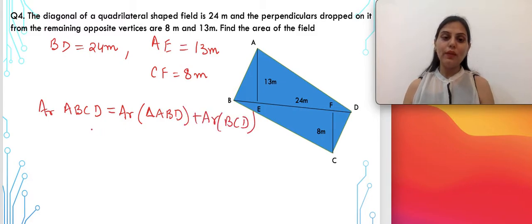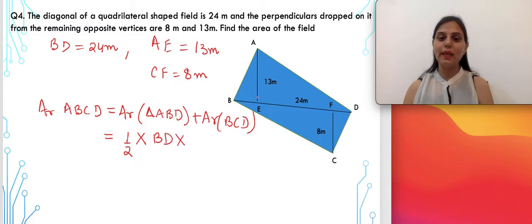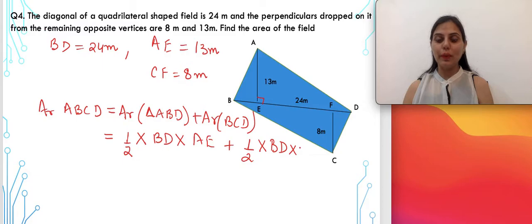For a triangle, we very well know that the formula for area is half multiplied by base multiplied by height. Base in this case is BD, and height in this case represents the perpendicular distance AE. Plus for the second triangle, again the base remains the same, BD, multiplied by the perpendicular height, which is FC or CF in this case. This can also be written as half multiplied by BD.